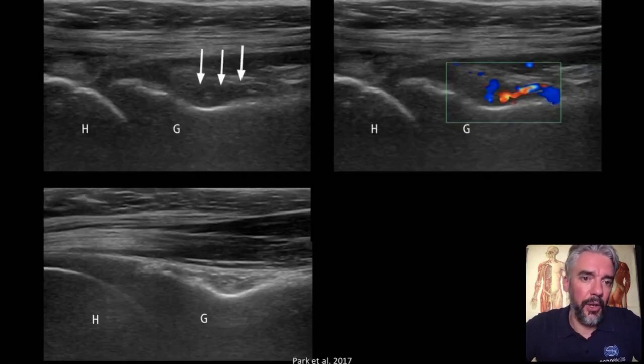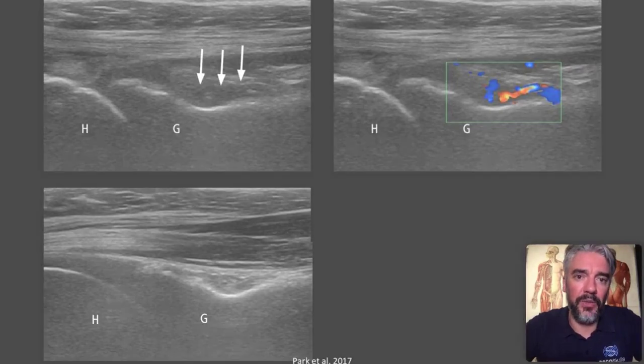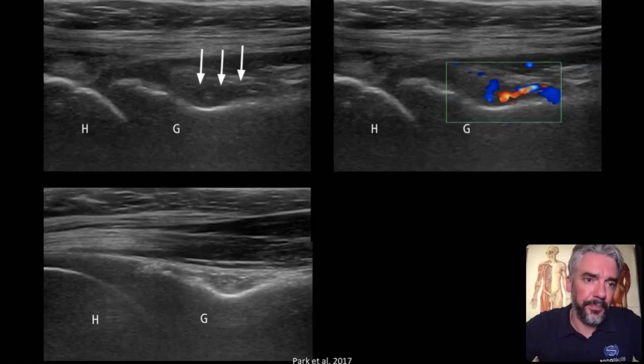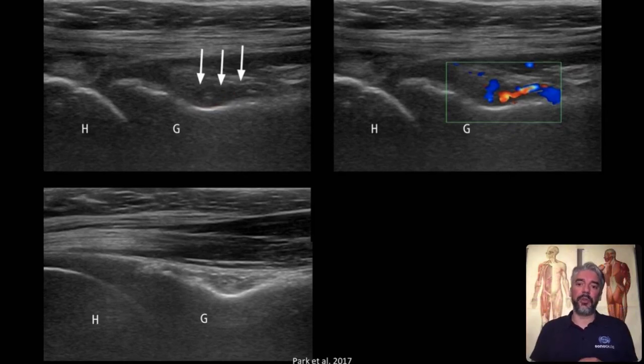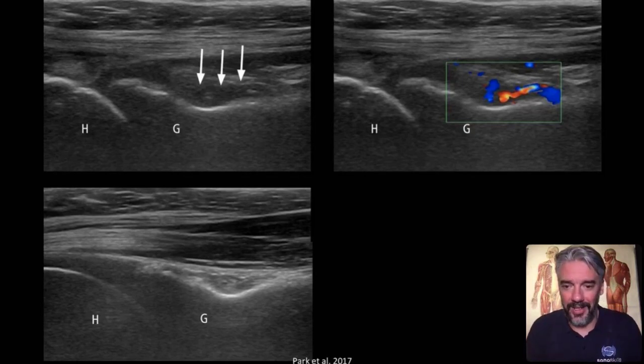This spinoglenoid notch, so we can see the labrum, and when scanning the labrum and the glenoid notch, you only have to go a little bit more posterior. There you can find the spinoglenoid notch, and there is this nerve, this suprascapular nerve, and also this artery with power Doppler. You can see that.